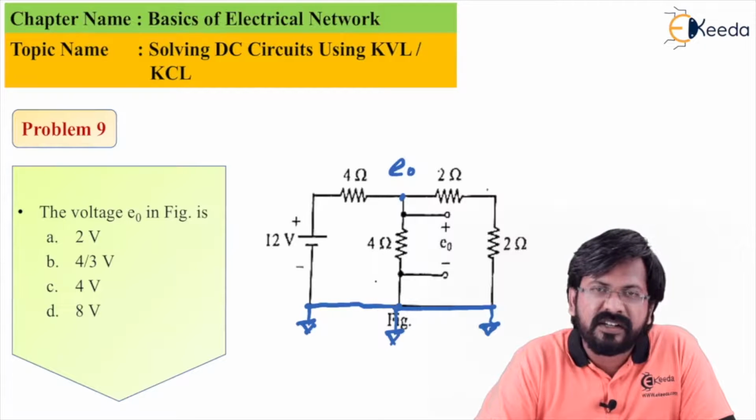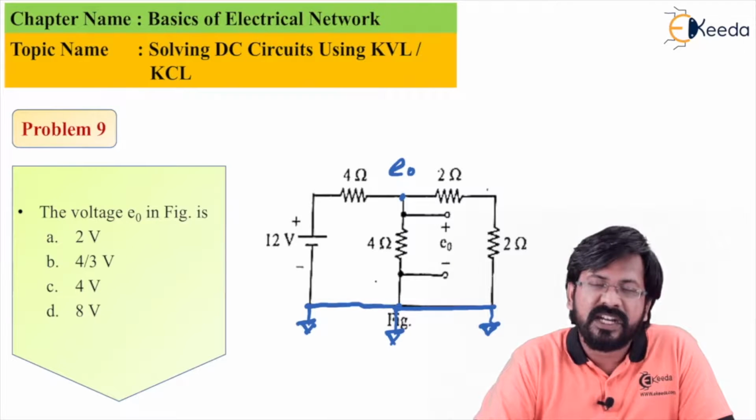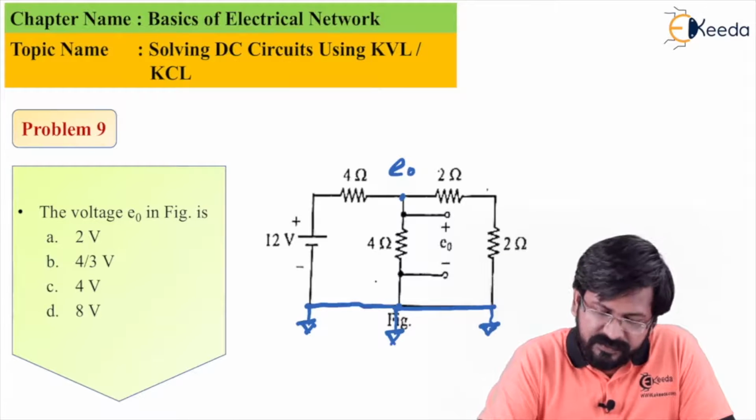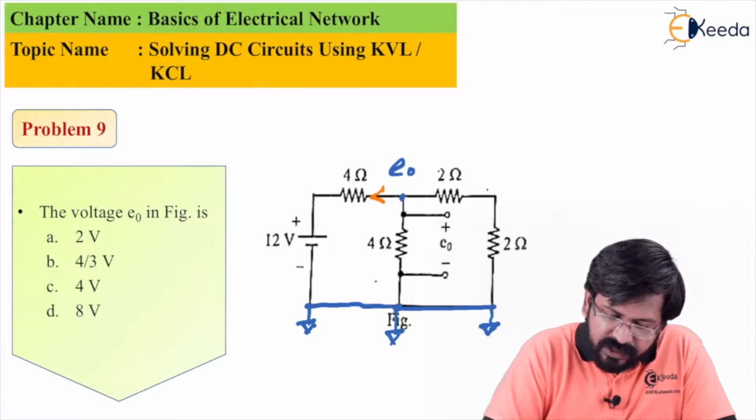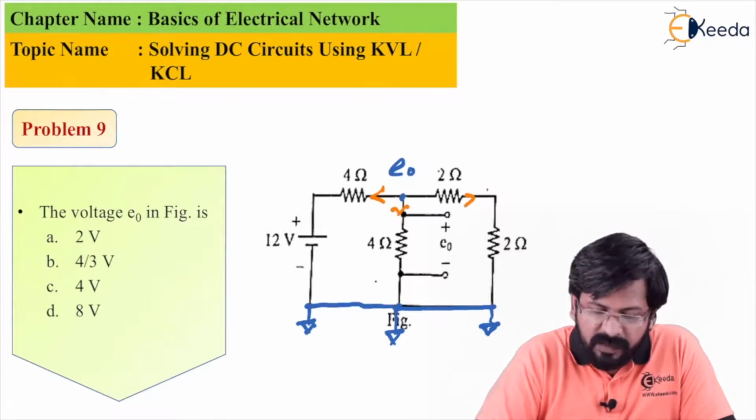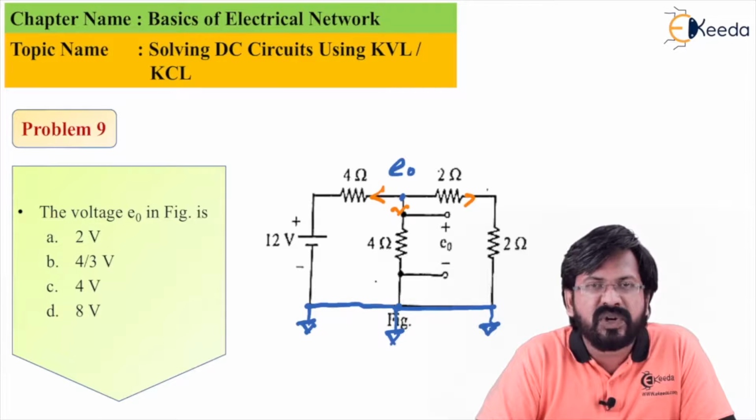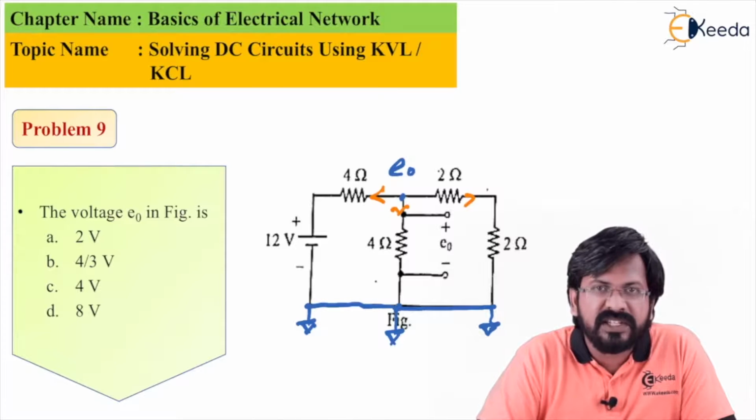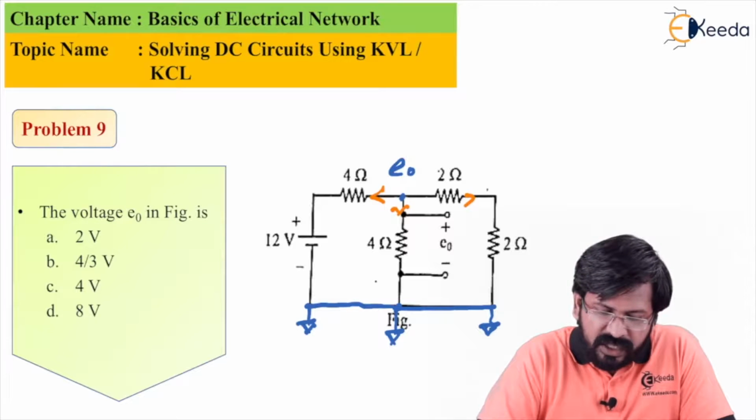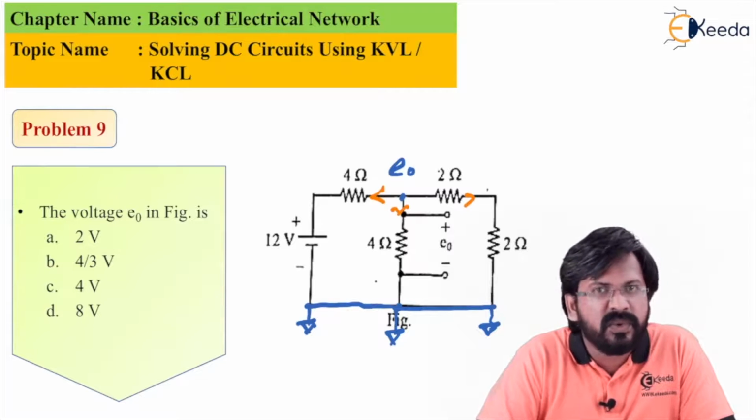As I said earlier, while assuming the directions, preferably take all current directions as outgoing because we consider outgoing currents as positive. Even though it's not a rule, but only for the simplicity of the problem, you should consider outgoing currents. So I'll take this current as outgoing, this current as outgoing, and the third branch current as outgoing. Now by applying KCL, which says summation of all the currents equal to 0, in this case all of them as outgoing, I will say I1 plus I2 plus I3 equal to 0.